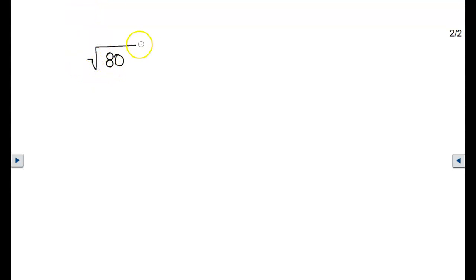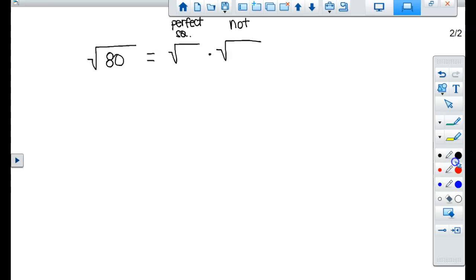So if I ask you for the square root of 80, I'm asking you what number times itself will give me 80 as the answer. And we know that 80 is not a perfect square, so there is no number that will do that. So to simplify, what we did is we took the square root of 80 and we factored it. And we factored it in such a way that one of our numbers is a perfect square and the other number is not. So one of the numbers that you use to factor the square root of 80 has to be a perfect square. So here's what we did.